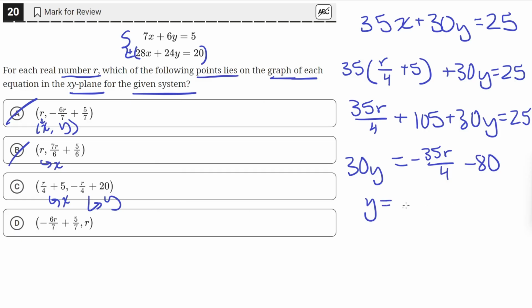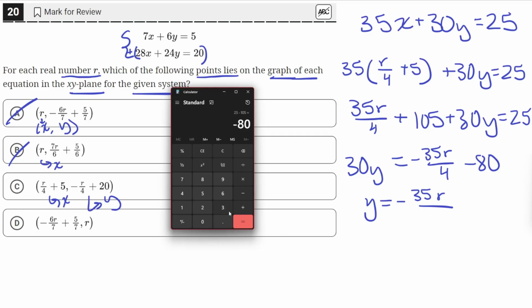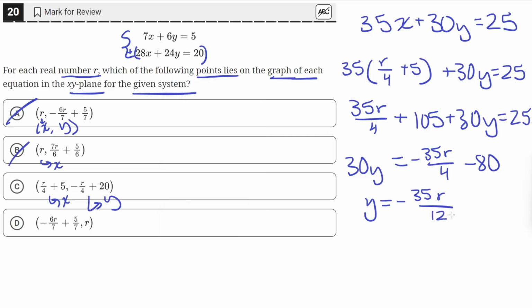And then we can divide everything by 30. So we'll have negative 35r over 4 divided by 30, so we'll have to multiply those two together. So 30 times 4 gives us 120. Then minus 80 over 30. So y equals this quantity here.